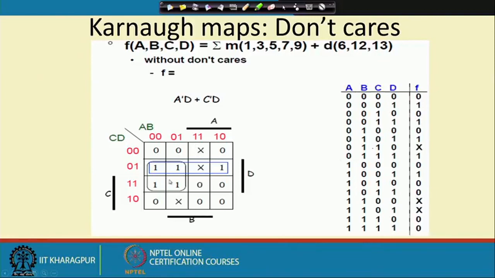So, I can get the minimized form: this quad gives me a bar d, the first one, and this blue quad gives me c bar d. This way I can realize the function by fruitfully exploiting the do not cares to be either equal to 0 or 1.